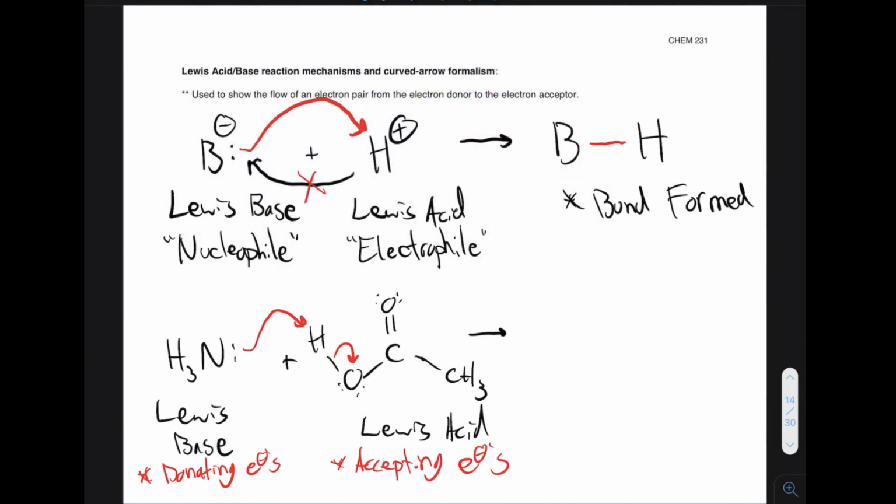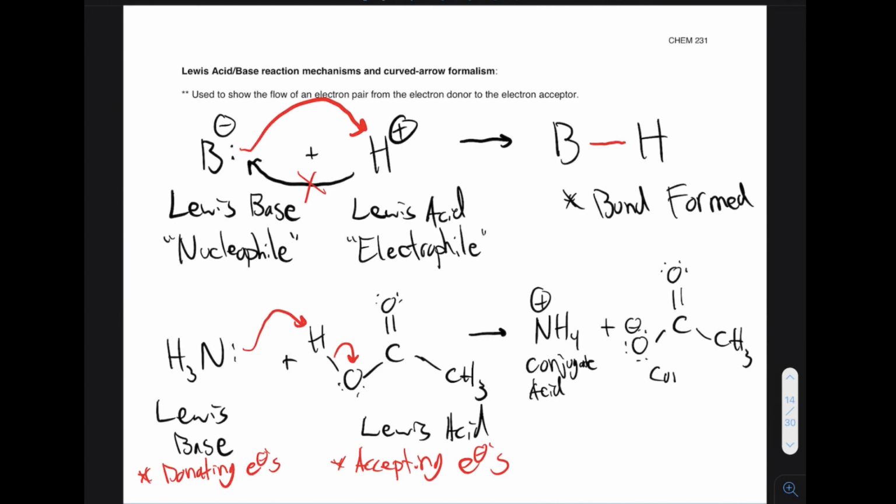So when the reaction is finished, we now have ammonium ion. So this is now our conjugate acid. And then we have our conjugate base, which is a newly formed anion with that negative charge on the oxygen. So I hope that makes sense, and we'll get a lot of practice doing these curved arrow mechanisms.